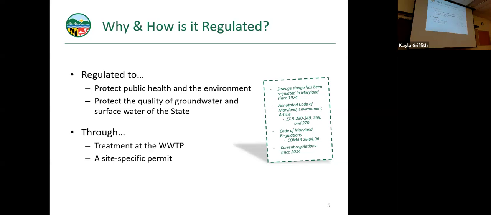Through what? Regulated through the wastewater treatment plants and site-specific permits. The class A products, once they come out of the wastewater treatment plant, because they are class A, you can utilize them. But the class B products have to be utilized with site-specific permits. That is what we give. We give permits for class A, we give permits for class B products.